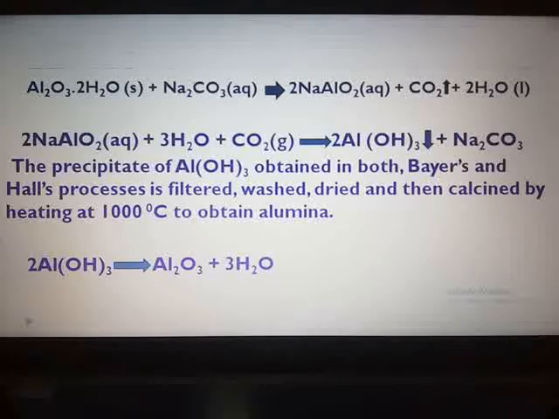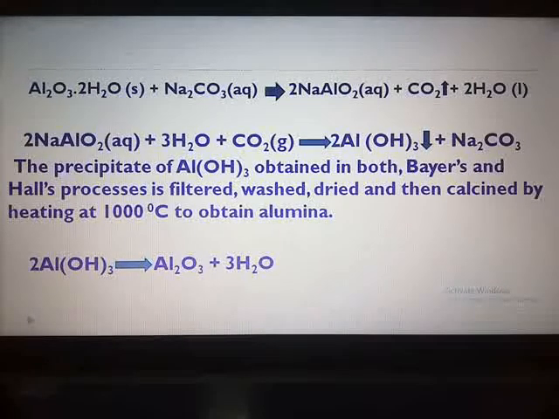Then the precipitate is washed, dried, and calcined by heating at a temperature of 1000 degrees Celsius to obtain alumina. Now you can see here aluminium hydroxide giving Al2O3 with the liberation of water. Now we have to obtain aluminium. So our next step is electrolytic reduction of alumina.